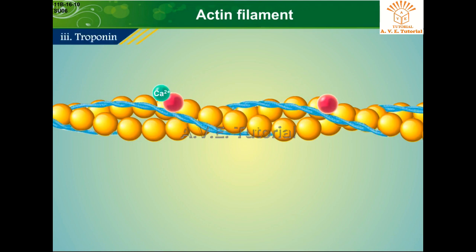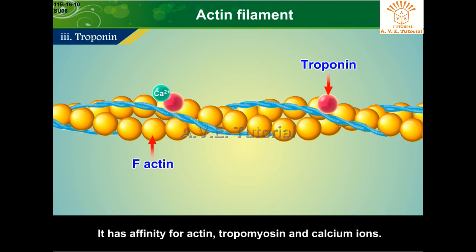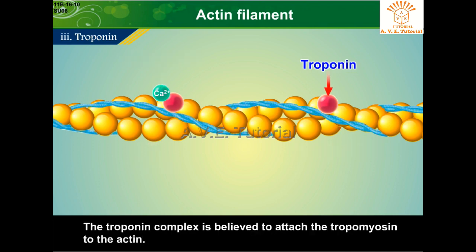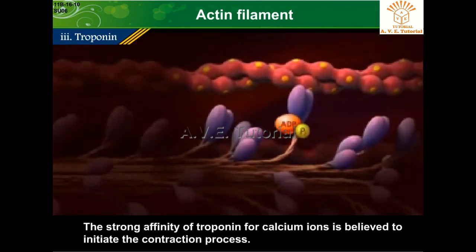Third, troponin. It is a complex of 3 globular proteins which are attached approximately 2/3 distance along each tropomyosin molecule. It has affinity for actin, tropomyosin, and calcium ions. The troponin complex is believed to attach the tropomyosin to the actin. The strong affinity of troponin to calcium ions is believed to initiate the contraction process.